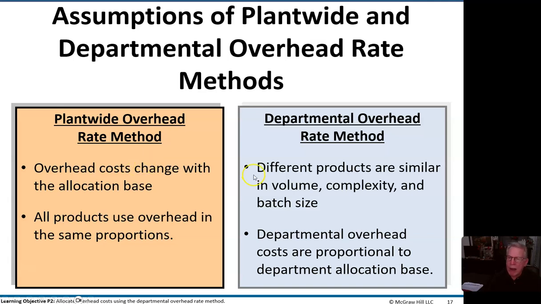Now, the plant-wide overhead rate, this one, the overhead costs can change with the allocation base. All the products use overhead in the same proportions. The departmental overhead rate method, different products are similar in volume, complexity, and batch size. Departmental overhead costs are proportional to departmental allocation base.